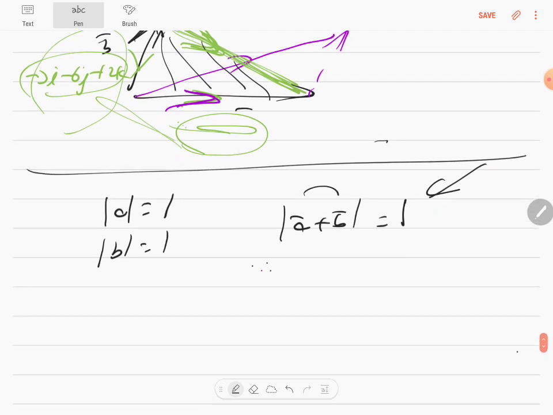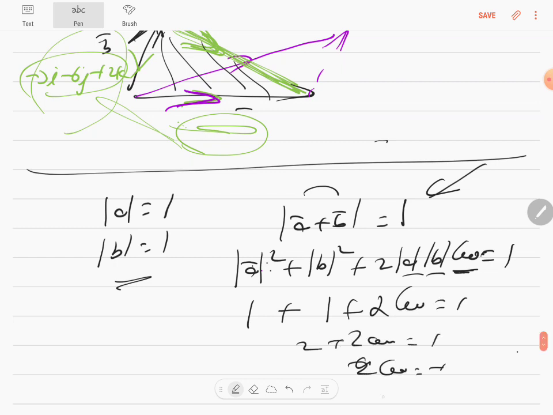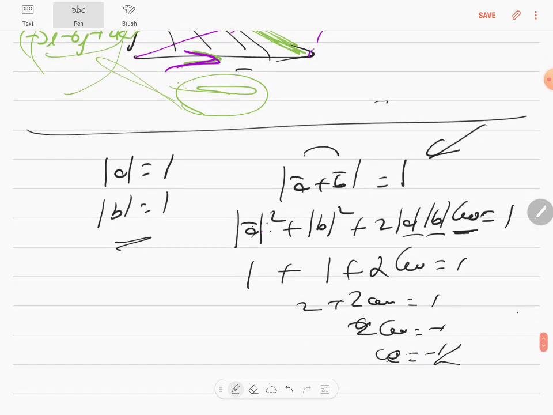So you need to take this and square it. When you square it, it will be magnitude of A the whole square plus magnitude of B the whole square plus 2 into magnitude of A into magnitude of B into cos theta is equal to 1. So the question is about finding cos theta. You know this is 1, this is 1, this is 1. So 2 plus 2 cos theta is equal to 1. 2 cos theta is equal to minus 1. Cos theta is equal to minus 1 by 2. So you will know what they are asking.